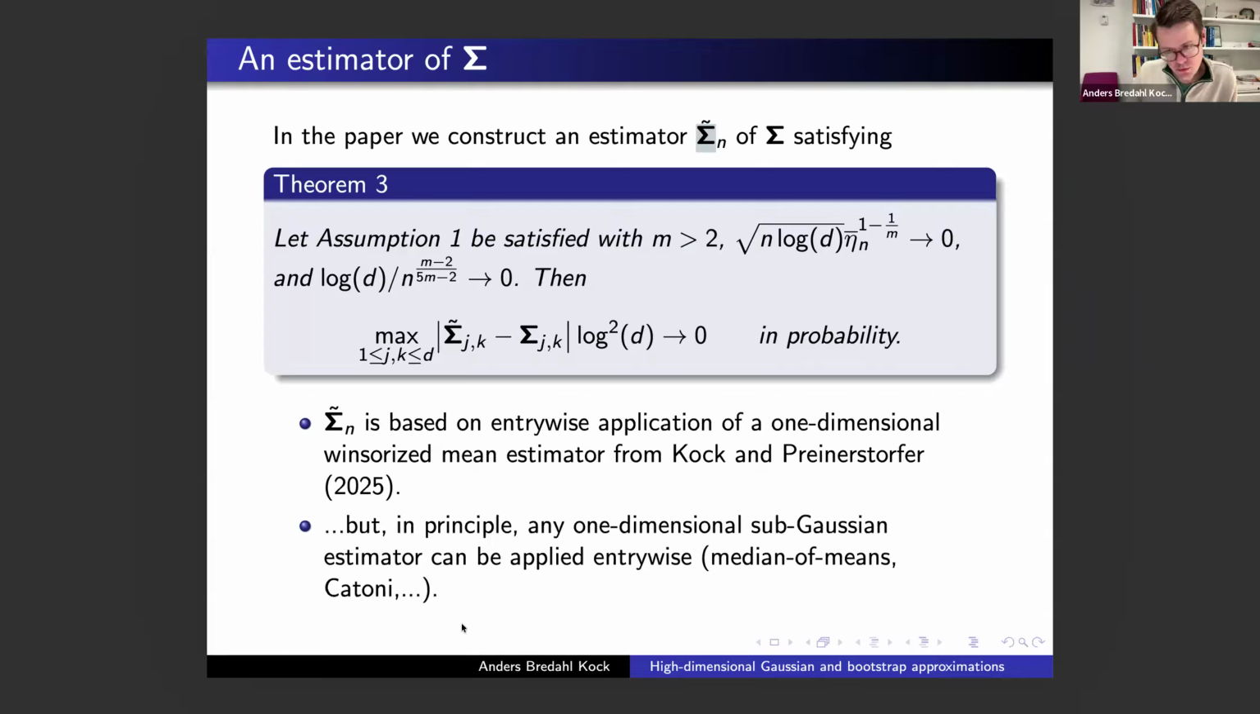One could use other estimators as well, potentially. We haven't followed that route. That's what I write here in the last bullet point. For example, median of means type estimators or Catoni's estimator.